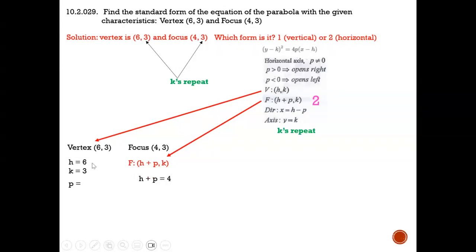And the h is equal to 6. So it'll be 6 plus p equals 4. Subtract 6 from both sides, so p equals -2. So I got my p, -2.